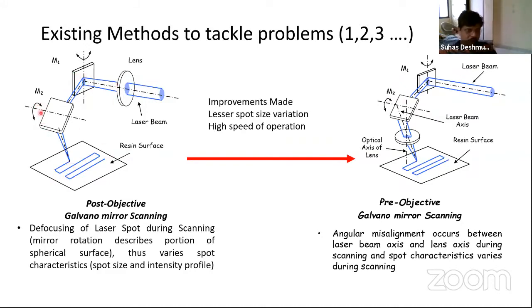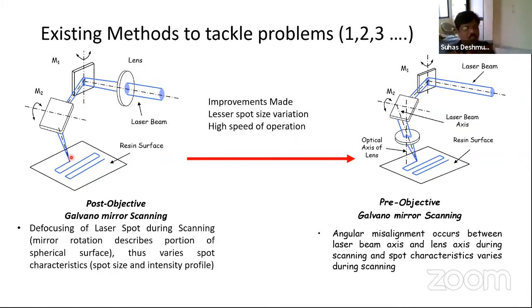Whenever you use this system, there is a lens and it starts focusing, and it will exactly focus at this point. But as it scans, it will create a spherical focal surface. It is not creating a horizontal focal surface. If my focal surface is spherical, I can't keep my resin continuously spherical.